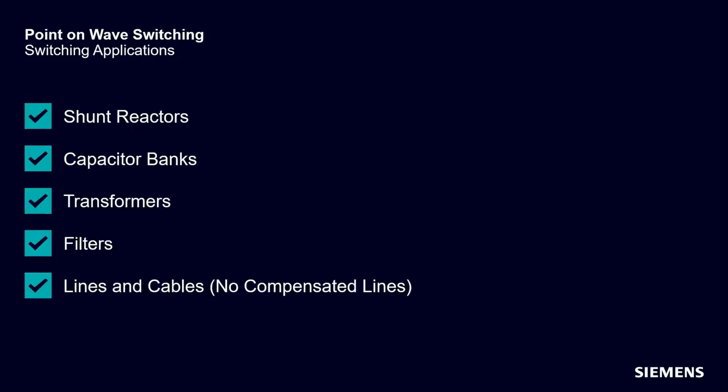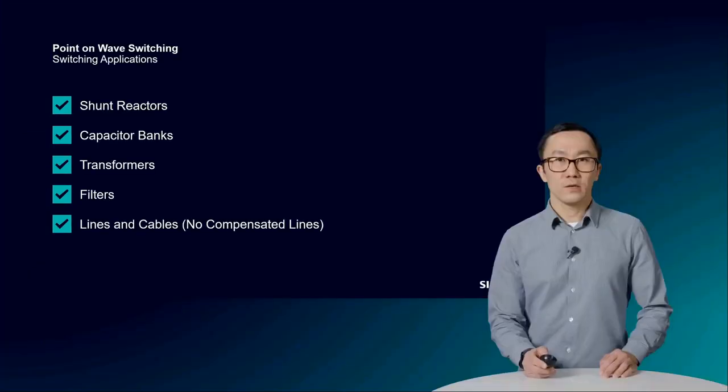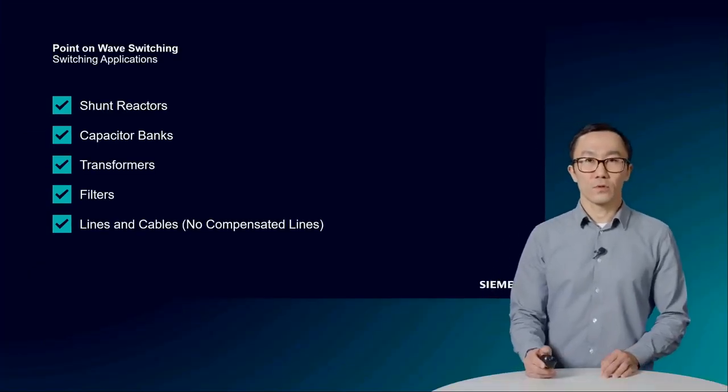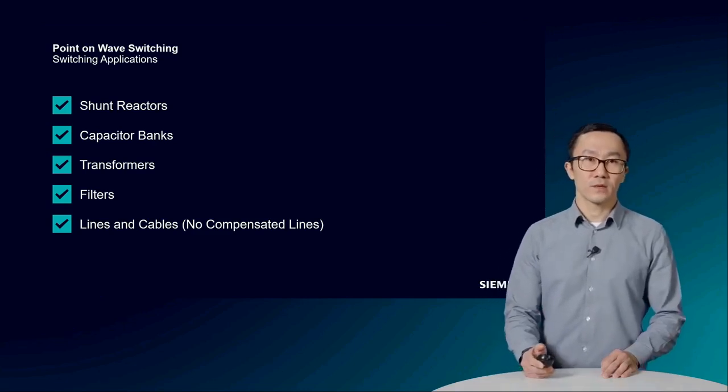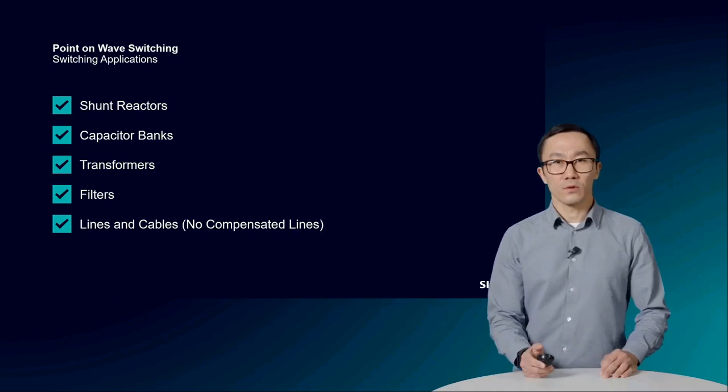So, to summarize the previous two slides, we can say point-on-wave switching is useful for the following switching applications: shunt reactors, transformers, capacitor banks, filters, lines and cables, and non-compensated lines.